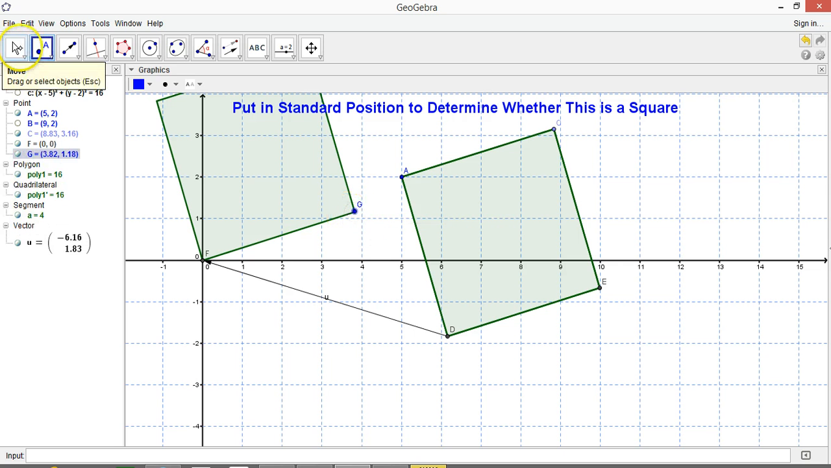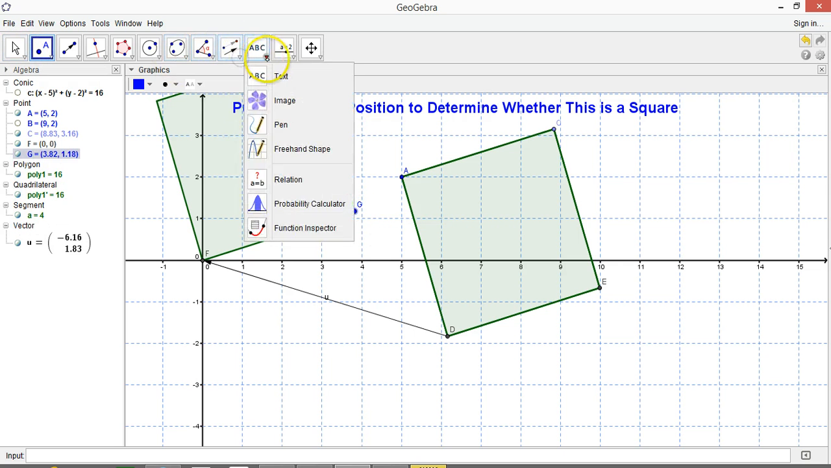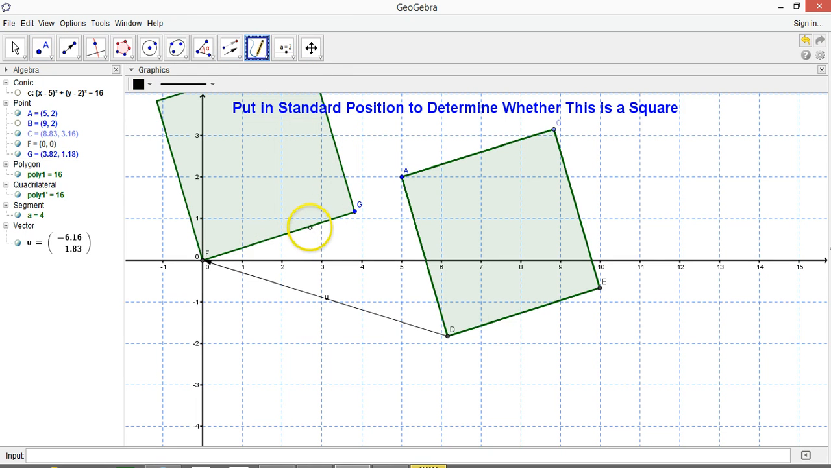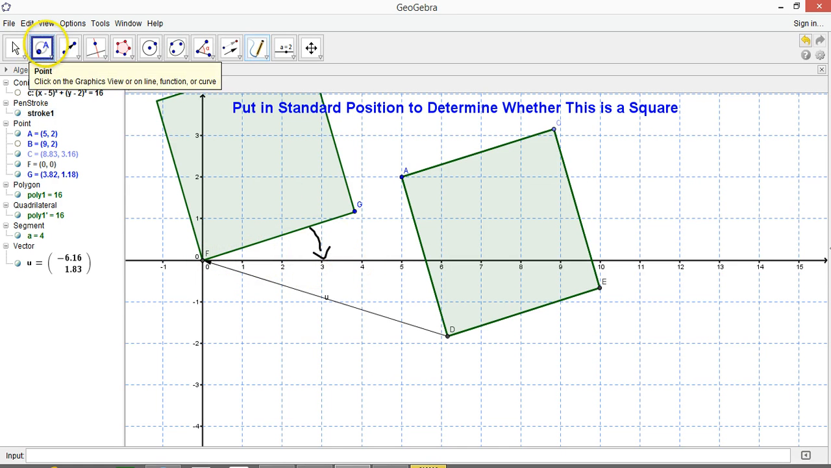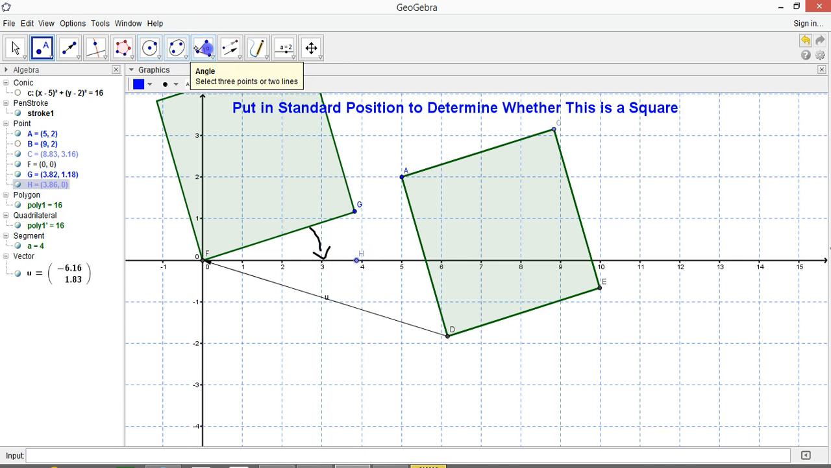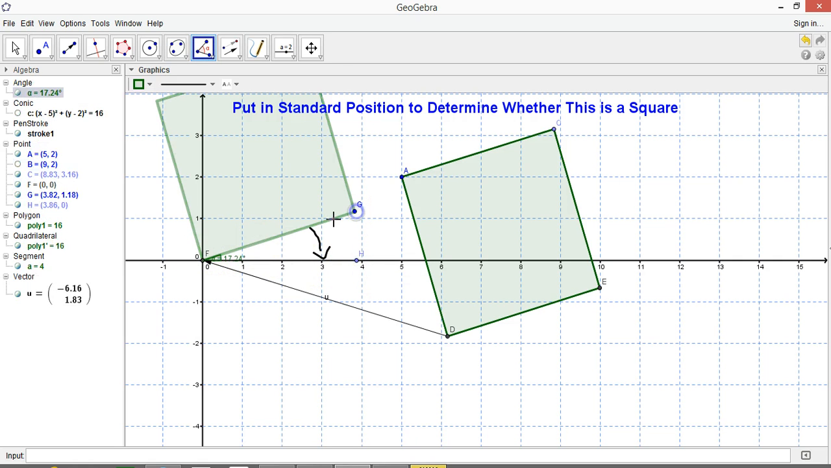Okay. So now if you can see that this is going to be my angle that I want to rotate. I want to take this side and rotate it so that this side maps exactly onto the x-axis. So to do that, I need to figure out what this angle is. I don't have a point on the x-axis yet, so I need to put one there so I can use my angle tool. And now I'm going to grab my angle tool and I'm just going to measure what this angle happens to be. 17.24.